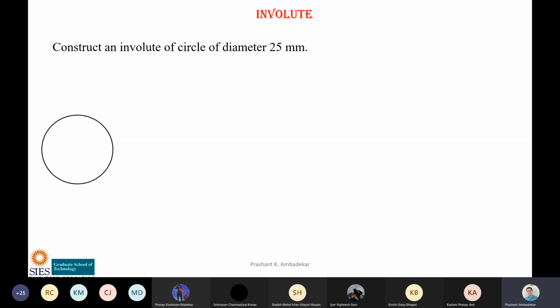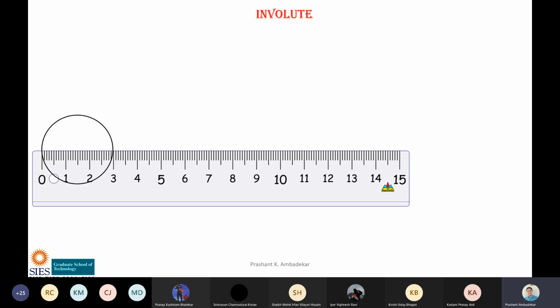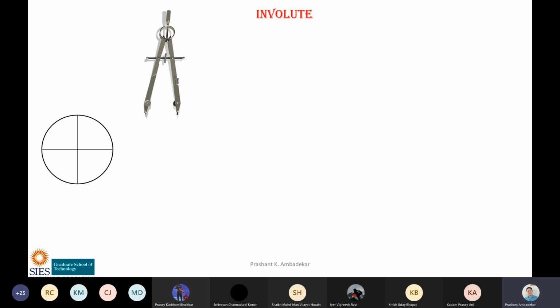Again, now I will go fast because most of the things are known to you. Construct an involute of circle of diameter 25 mm. Sometimes 25 mm will exceed the sketchbook size, so you can take it as 20 mm. Now we are doing it in rough. Draw a circle. Divide it into 12 equal parts.